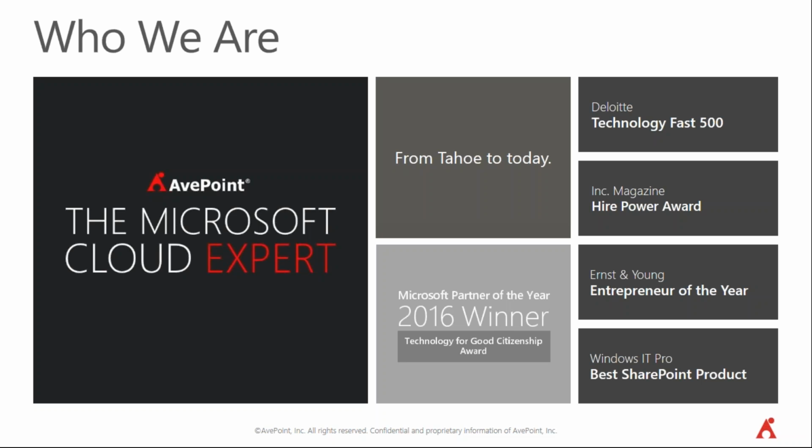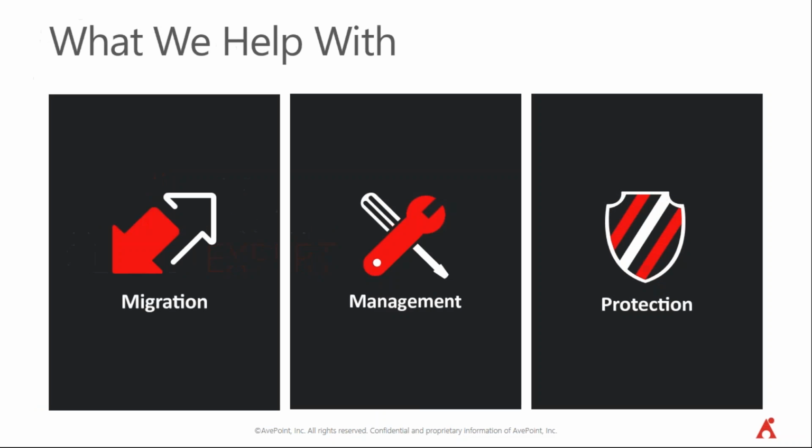We've won various awards over the years. I should actually update my slide now. We've got a 2017 Global Partner of the Year award winner as well. So that's four years on the trot that we've won a global award from Microsoft. And what do we at AvePoint help people with? Well, really, we help people with three things. Migration, moving data from one system into another system. And that's really where we're going to focus today. Today's webinar is all around how to migrate up to SharePoint Online and Office 365.